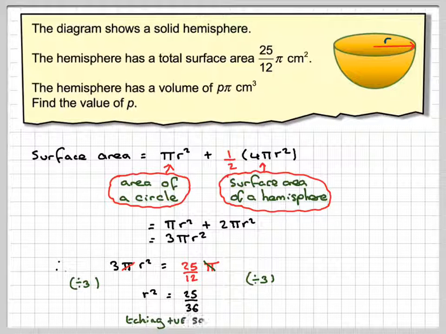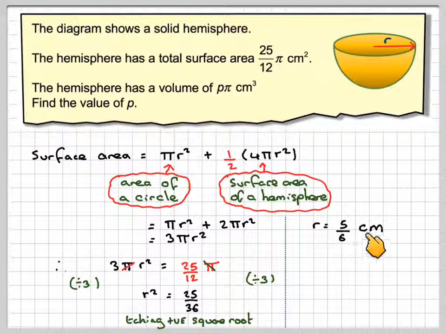Then taking the positive square root, we take the positive square root because we're dealing with a length here. So r will be 5, the square root of 25, which is 5, and the square root of 36, which is 6 centimeters.